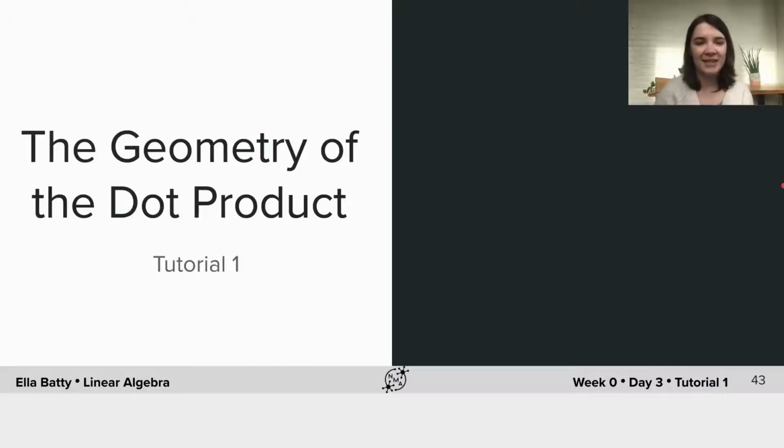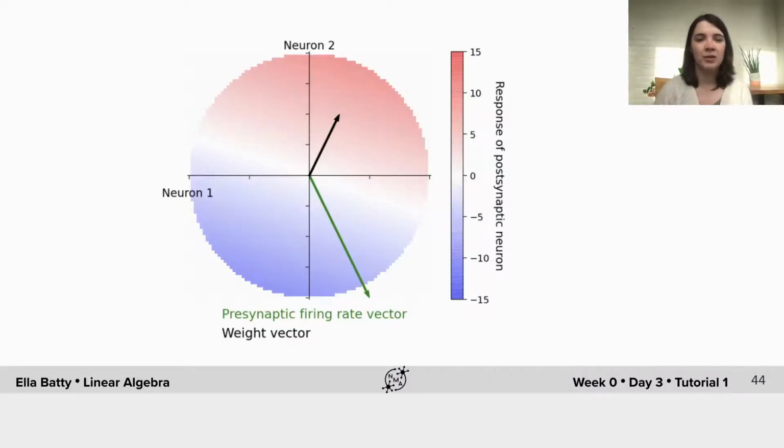Now that you've had a chance to explore the dot product yourself, we'll go a little bit more formally through the geometry of the dot product and its properties. So if you filled out the interactive demo, you should have seen this plot. So this already begins to tell you that the dot product between two vectors depends on the angle between them.